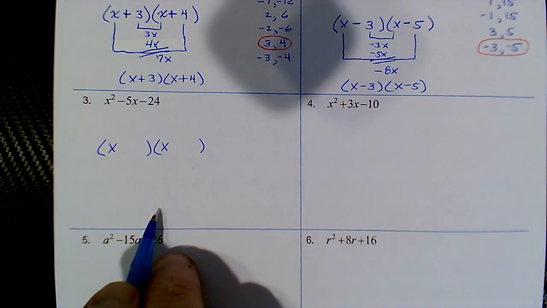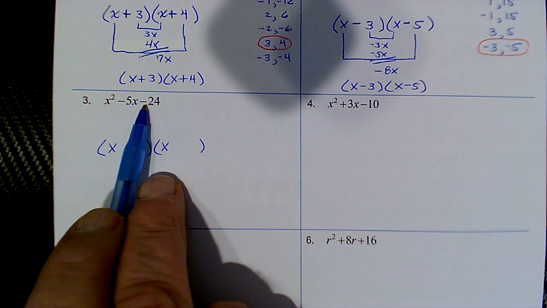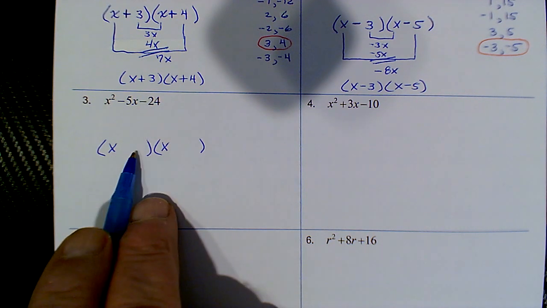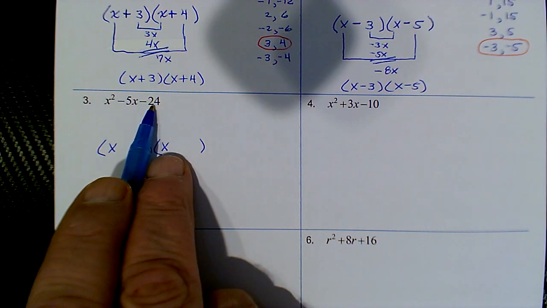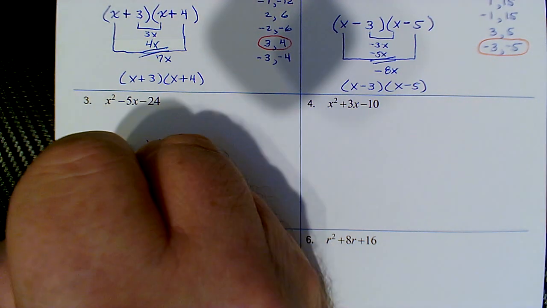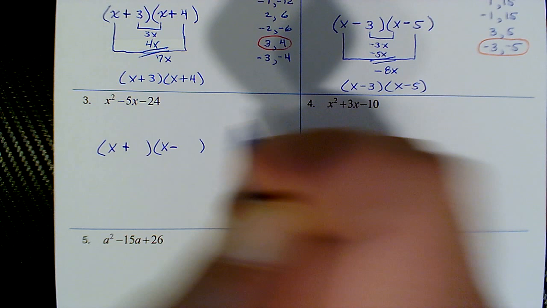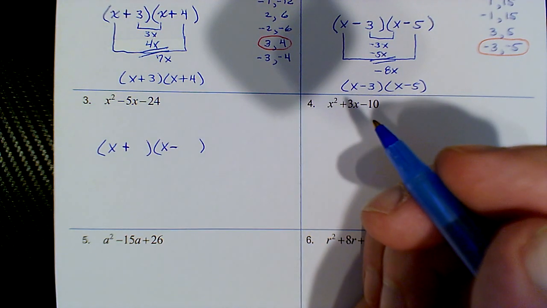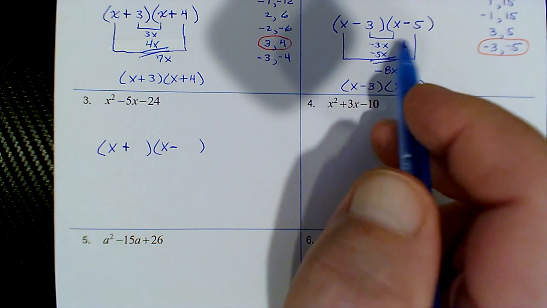Now, one thing about this last term being negative is that to produce the product of negative 24, one of them will have to be positive and one of them will have to be negative, as opposed to the earlier cases where they were both the same sign.